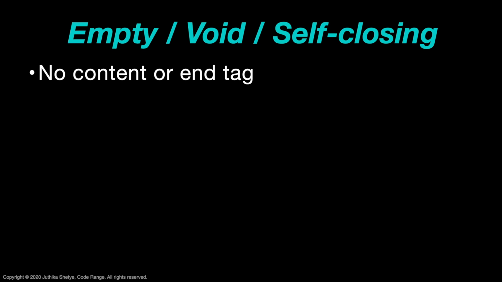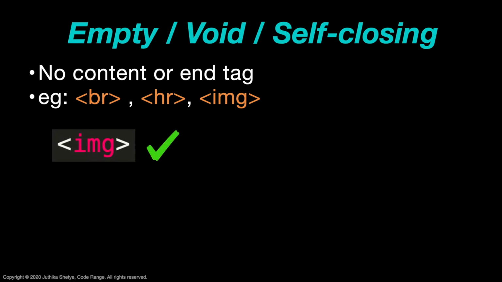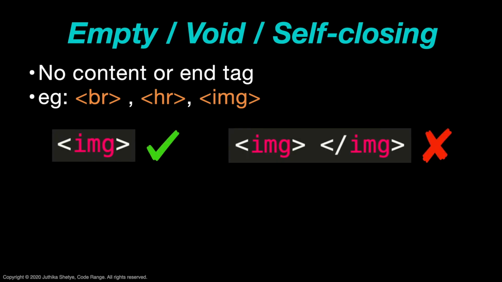Now there are some HTML elements which do not have any content or an end tag. These elements are called empty or void or self-closing elements. Some examples are the BR, HR and the image element. They are simply written like this with a start tag. You don't write them like this.